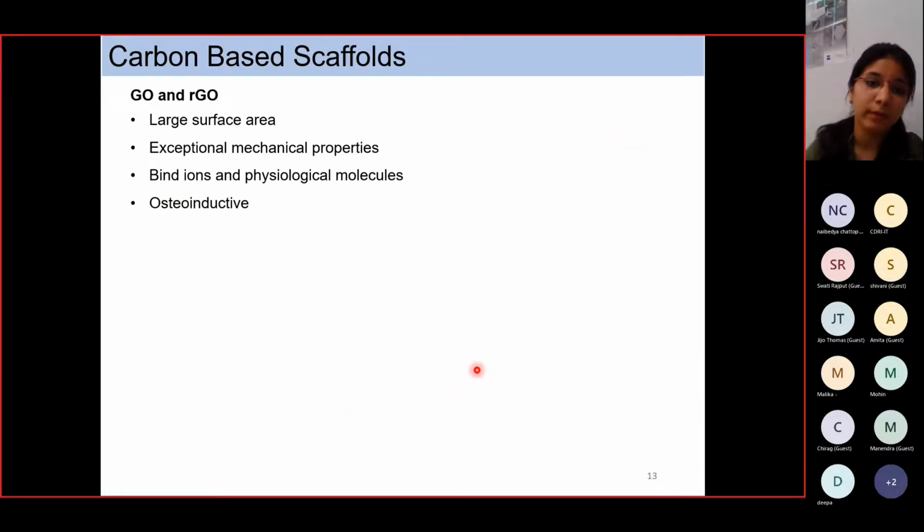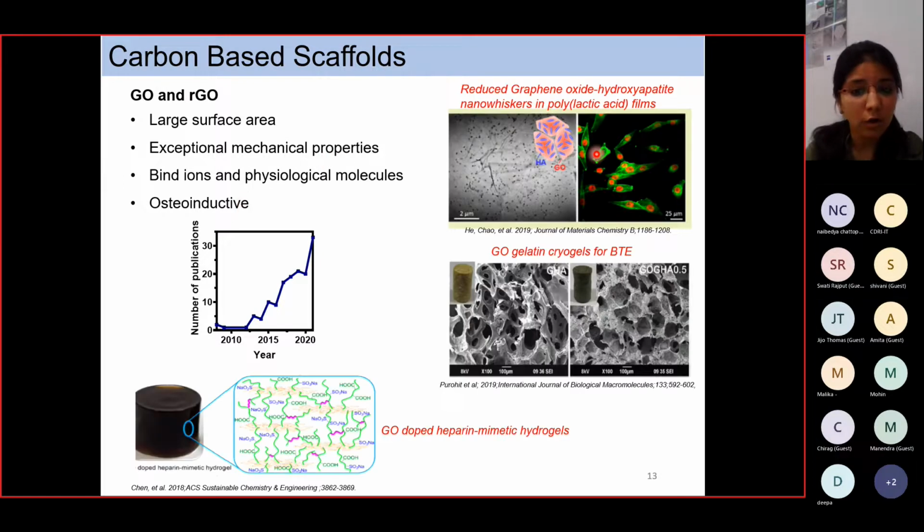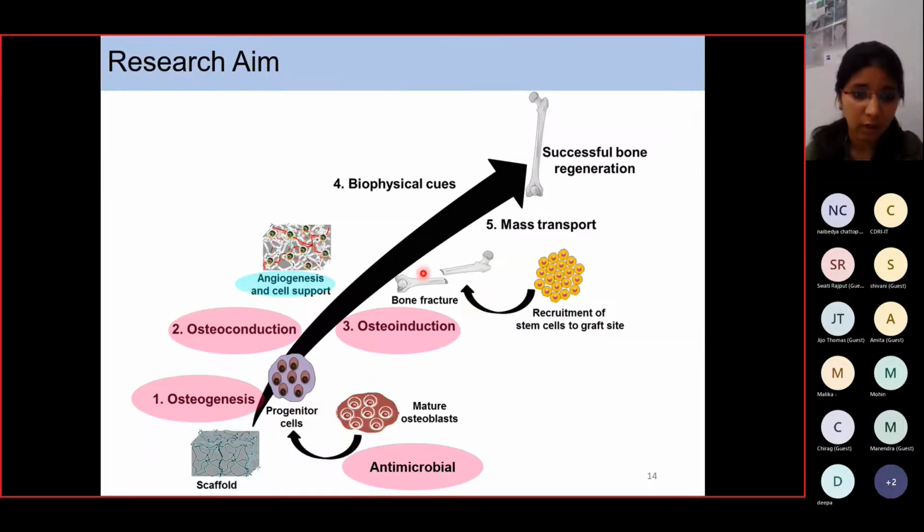And we have gone for carbon-based scaffolds because in the past 2 decades, a lot of work has been published on graphene and RGO, reduced graphene oxide based materials for bone tissue regeneration, because they have a large surface area. They can bind a variety of physiological molecules and proteins. They have exceptional electrical as well as mechanical properties, and they have also been known to be osteoinductive. A lot of literature has reported the differentiation of MSCs into bone as well as various other lineages. So with this literature, we went for the carbon-based scaffolds.